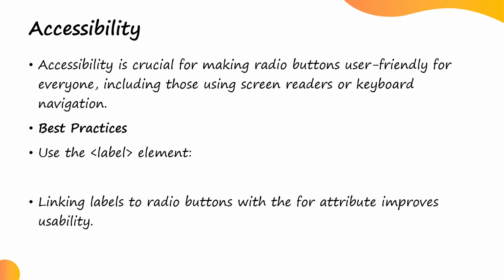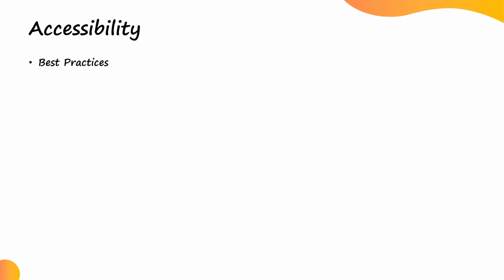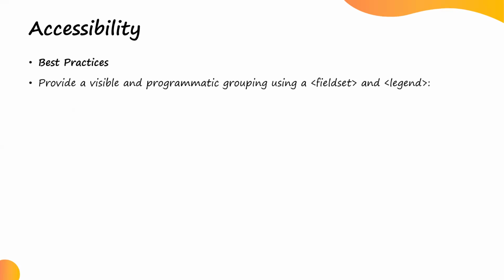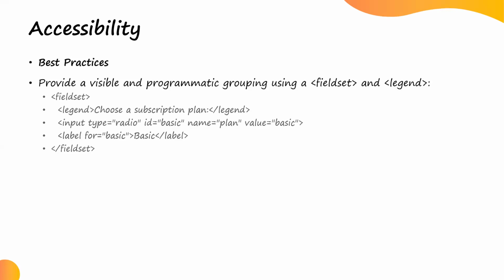So it's either you use the for attribute or you use the implicit association. Any of them makes sense. It actually improves the usability of your radio button. You can also provide a visible and programmatic grouping using a fieldset and legend. Something like this, you can put them in a fieldset. This would actually improve the accessibility.